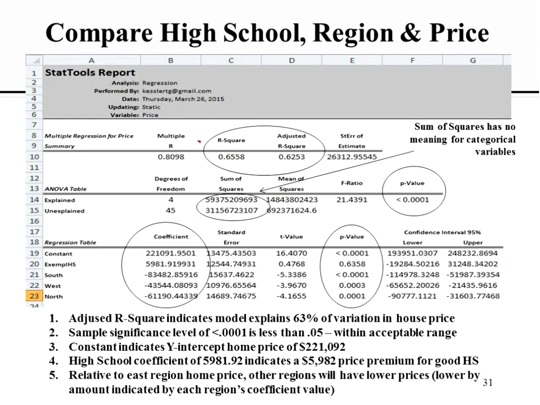Okay, so now what it says here is that if I try to price a house in the south region, I need to take $83,483 off the price of the $221,000 house. What it's saying is in the south, houses are worth $83,000 less because it's got a negative sign. In the west, houses are worth $43,544 less. And in the north, houses are worth $61,190 less than the value of the house in the east region.